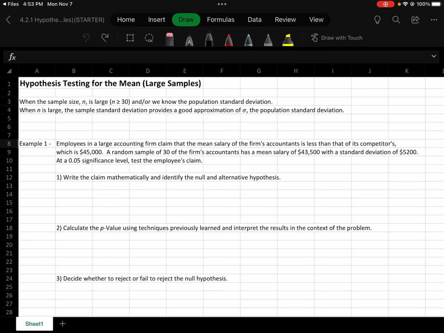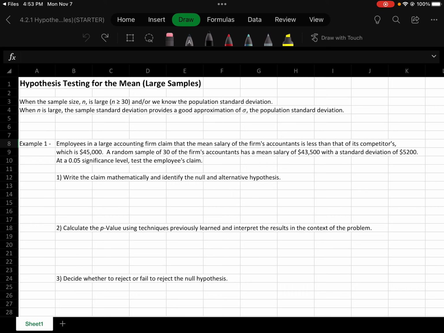So here we have employees in a large accounting firm. They claim that the mean salary of the firm's accountants is less than that of its competitors, and the competitors' mean is $45,000. A random sample of 30 of the firm's accountants has a mean salary of $43,500 with a standard deviation of $5,200. At a 0.05 significance level, test the employee's claim. So what does all of this mean?